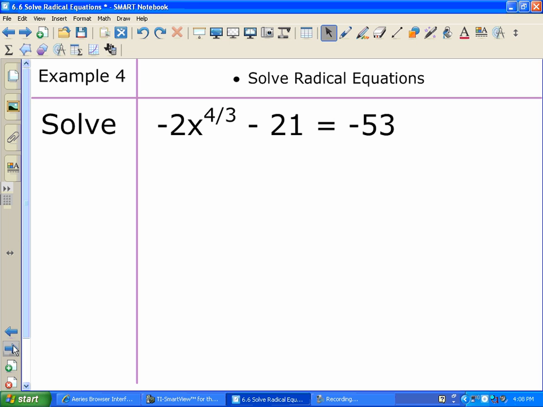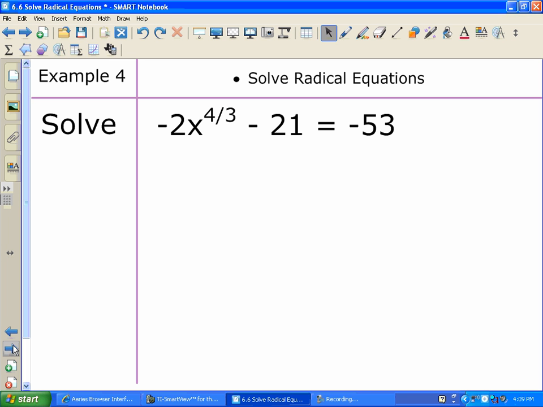Next problem. It looks harder. It's not. The big difference that I will look at as you're copying this down, I'm going to show you example number 3 again. Negative 2x raised to the 4/3 minus 21 equals negative 53. Again, copying this down, glance up at example number 3 and look for the big difference between the two. And I'll show you in just a sec. Again, this is negative 2x to the 4/3 minus 21 equals negative 53.